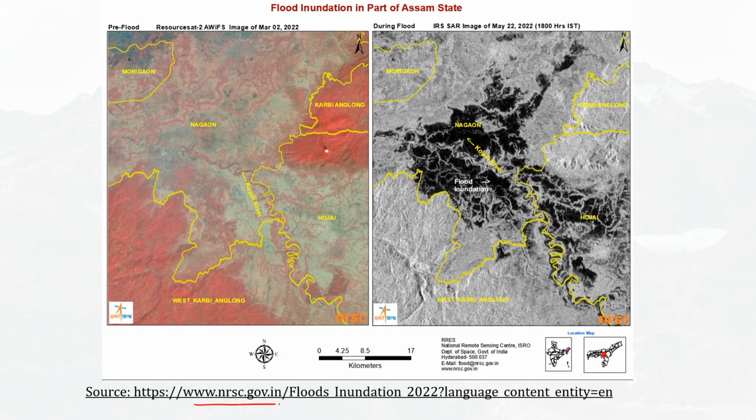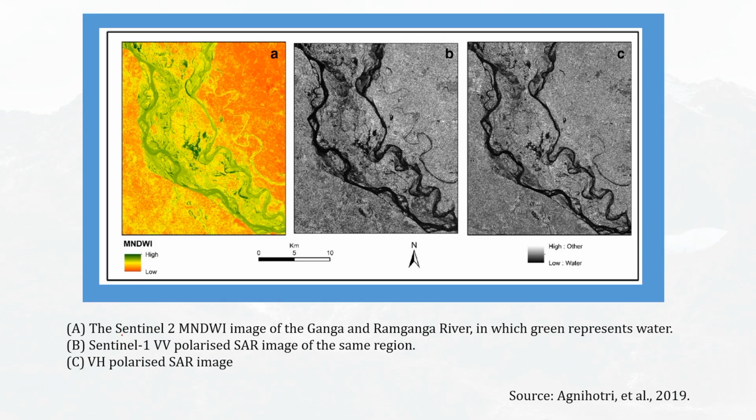Some of the examples of remote sensing application in flood studies, especially for flood identification. This is again from NRSC. You can see the flood inundation, this is the Kopili river, right. This is another example where people have used Sentinel-2, and this is for the Ram Ganga river, and here they have utilized microwave data, Sentinel-1, with VV polarization, vertical polarization, right. For the same area, how they appear, and the VH polarized SAR image is here. In remote sensing, there are two different domains, one is optical and another is microwave.